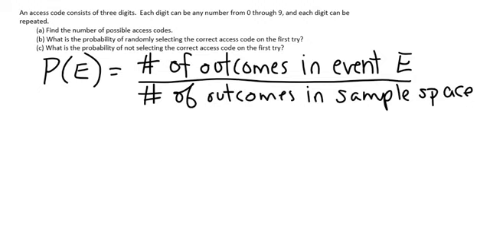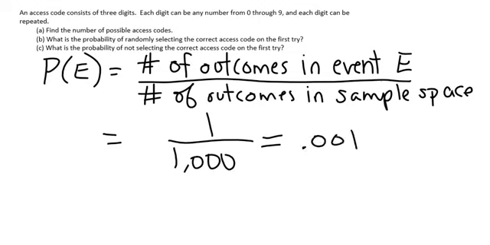over the number of outcomes in the sample space. So the number of outcomes in event E, meaning that we select the correct access code on the first try, is equal to 1. And why is that? Because there's only one correct access code. Now the number of outcomes in the sample space is what we just found from Part A, or 1,000. The last thing we need to do is change this to a decimal. This is equal to 0.001.